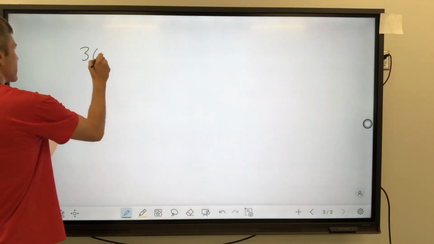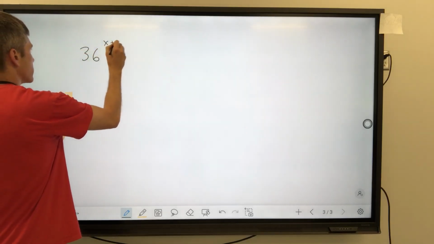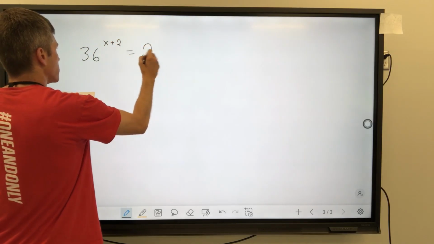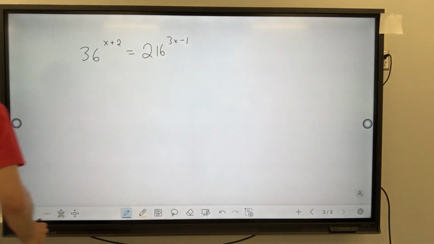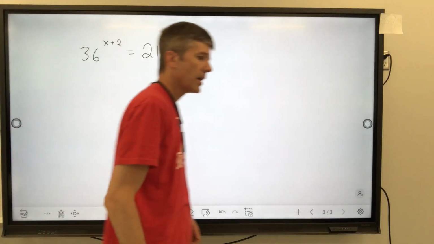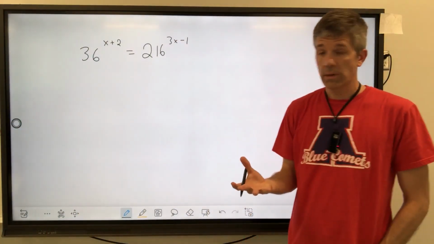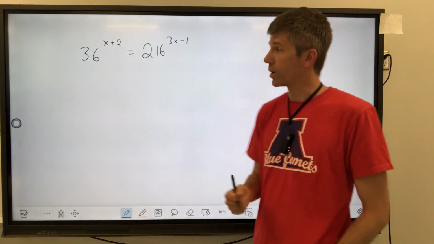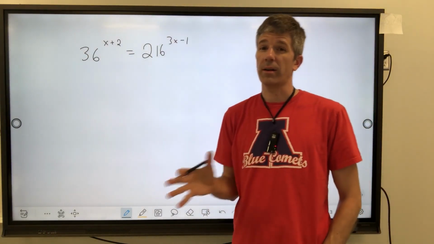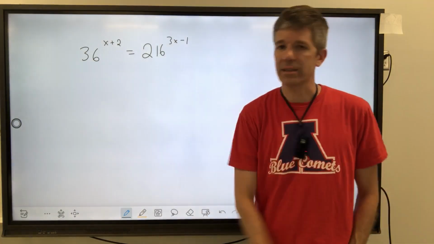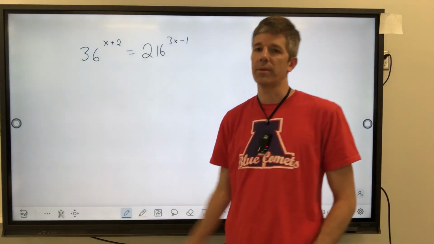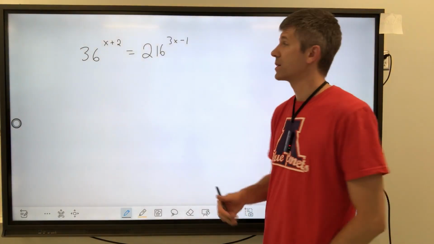We have 36 to the x plus 2, and that is equal to 216 to the 3x minus 1. Fantastic. So logarithmic form, feel free, it works and it's wonderful, but you're going to have variables floating around in all kinds of places, and you'll need to know the properties of logarithms, not the purpose of this lesson, not what we're delving into. Here's what I do notice.